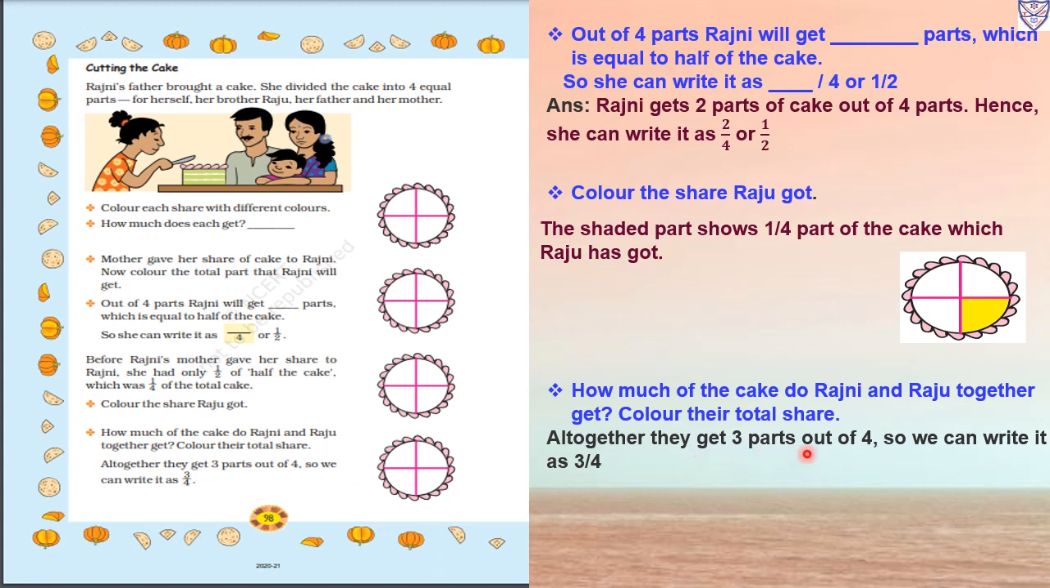Altogether they get 3 parts out of 4. So we can write it as 3 upon 4. Already Rajni has half part of the cake, means that is 2 parts, and Raju has 1 part of the cake, means that is 1, 2, 3. So 3 parts out of 4. So in fraction we will write 3 upon 4.